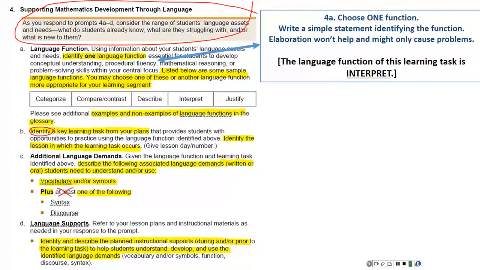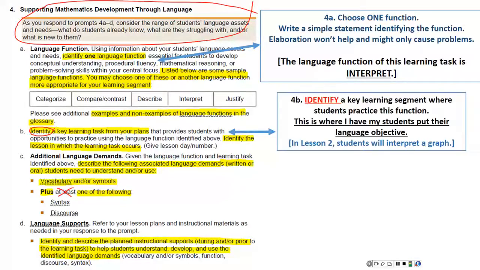When you get down here to 4B, identify a key learning task from your plans. That's just what we did. Identify the lesson in which the learning task occurred. Again, identify. So you could seriously write, in lesson 2, students will interpret that. And that's all you need for that.